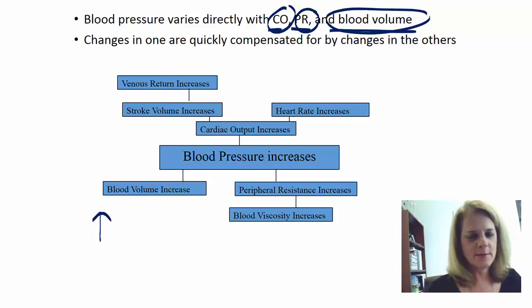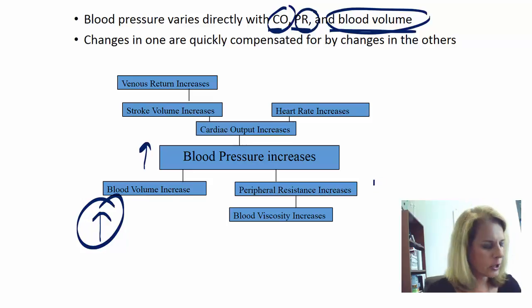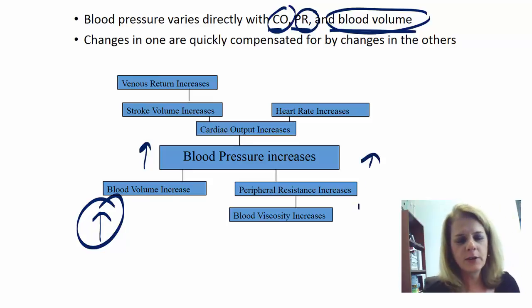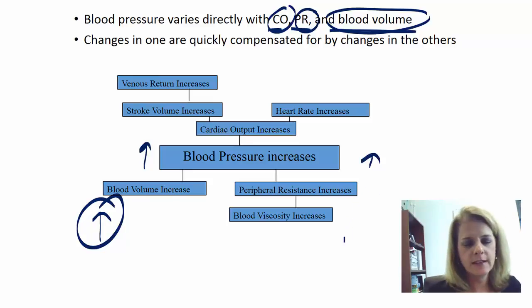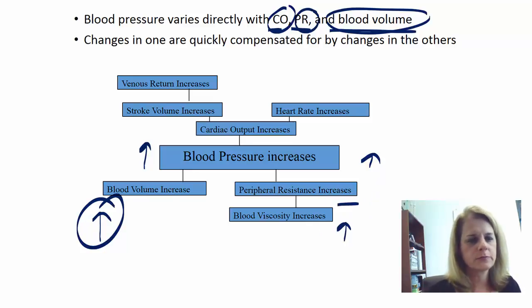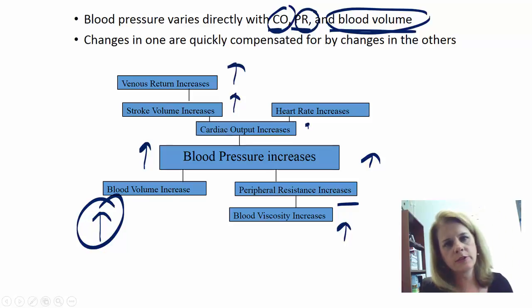All right, so as blood volume is increasing, that's going to increase blood pressure, okay? As peripheral resistance increases, it's going to increase blood pressure. As viscosity increases, that increases peripheral resistance, that increases blood pressure. If you're increasing the amount of venous return, that's going to increase your stroke volume, that's going to increase your cardiac output, that's going to increase your blood pressure.